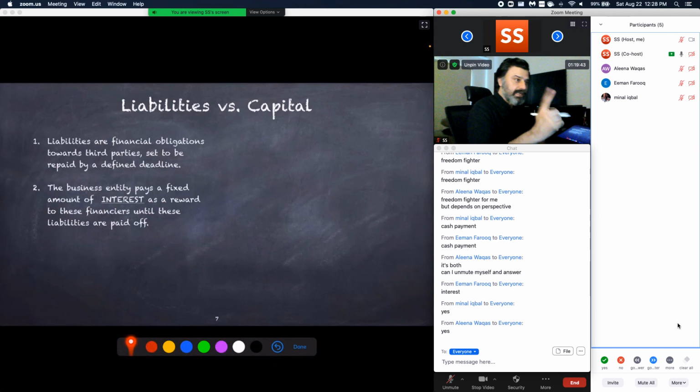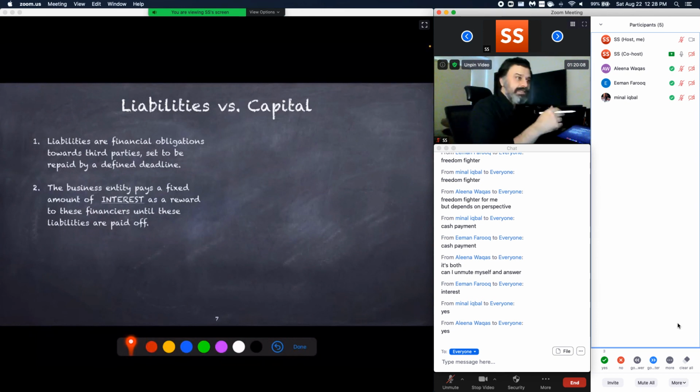There is a clear-cut defined deadline that you have to pay back those amounts. And until that deadline comes and you haven't paid those amounts back, you will periodically pay them interest, right? We understand this part? Give me a green check mark, please, quickly, if you understand the structure of liabilities generally.